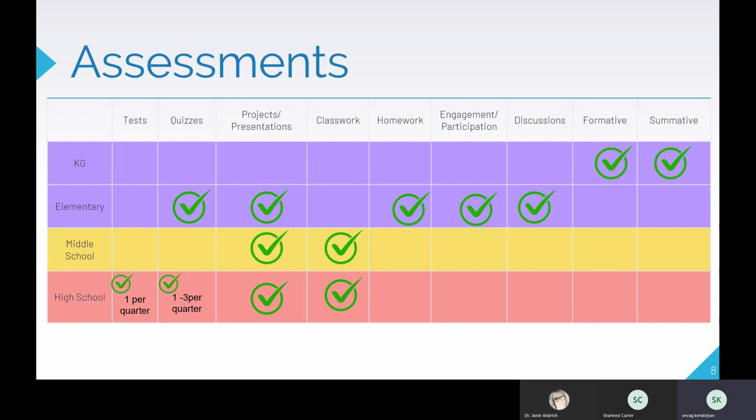For middle school, we are working on different projects and presentations and then classwork, to make sure that our students are being assessed on what they are learning. And in high school, we will have one major test per quarter, and then some quizzes during the quarter, which would be 1 to 3 quizzes, along with projects, presentations, classwork, and so on. So these would be the ways to assess our students' learning and understanding of the material.